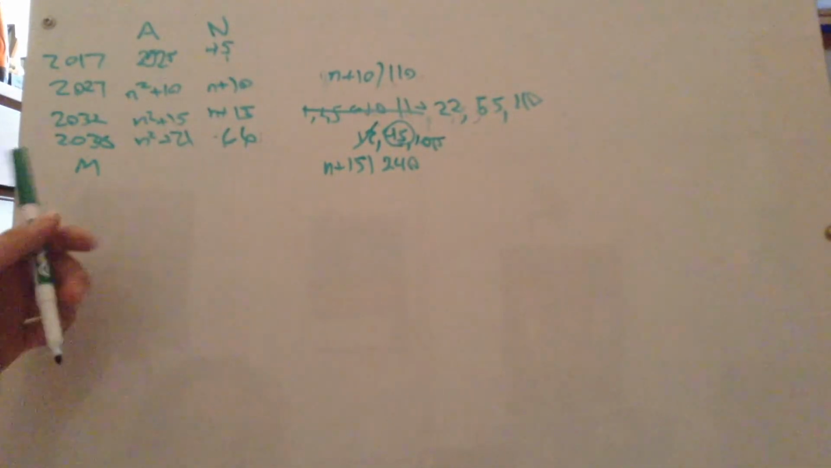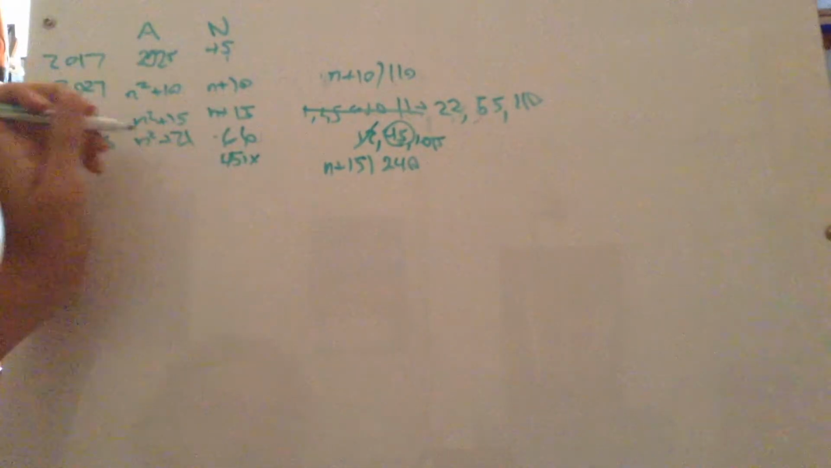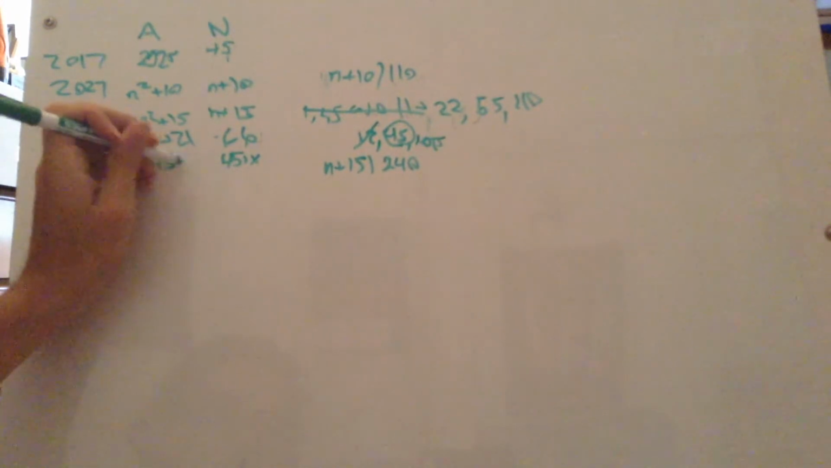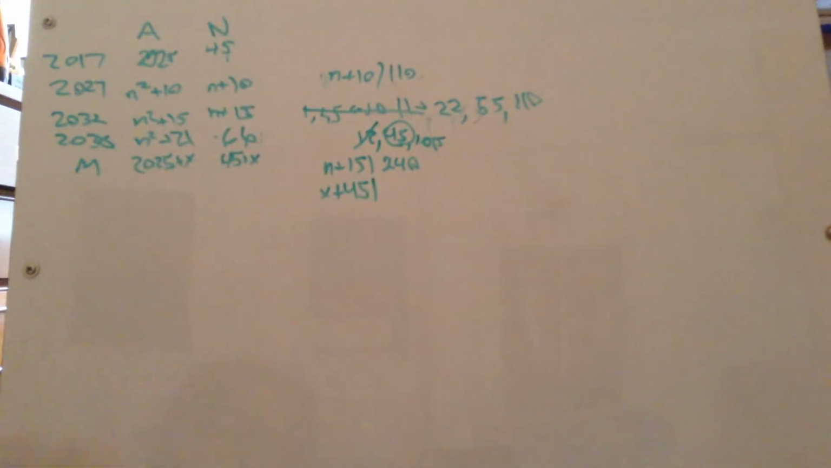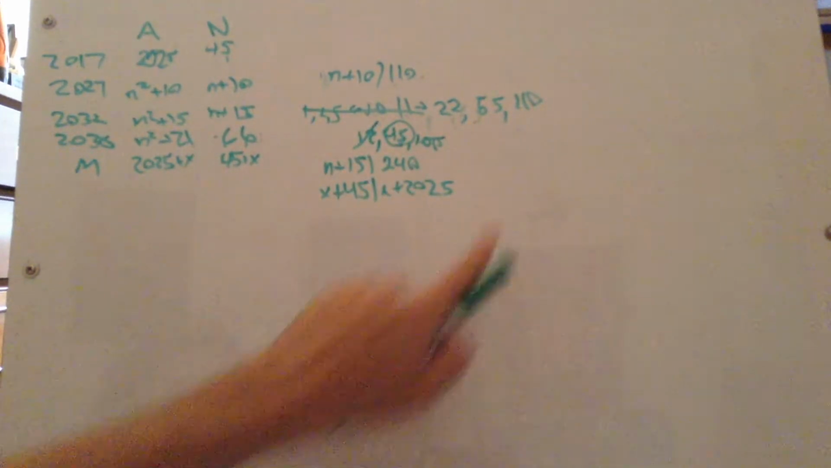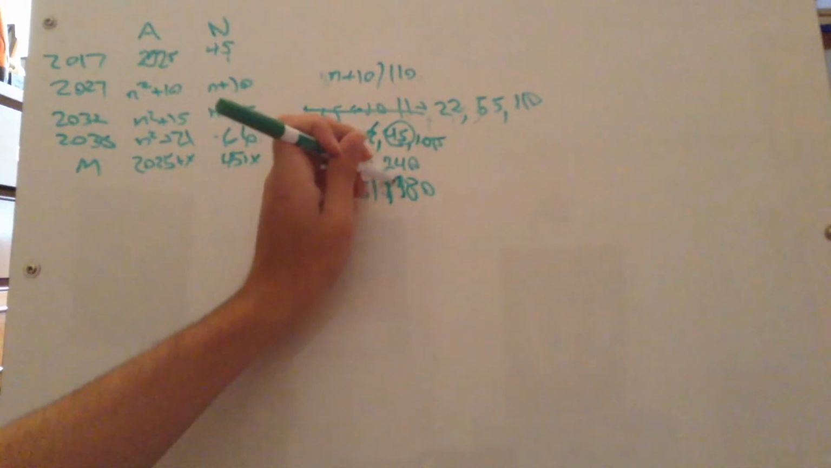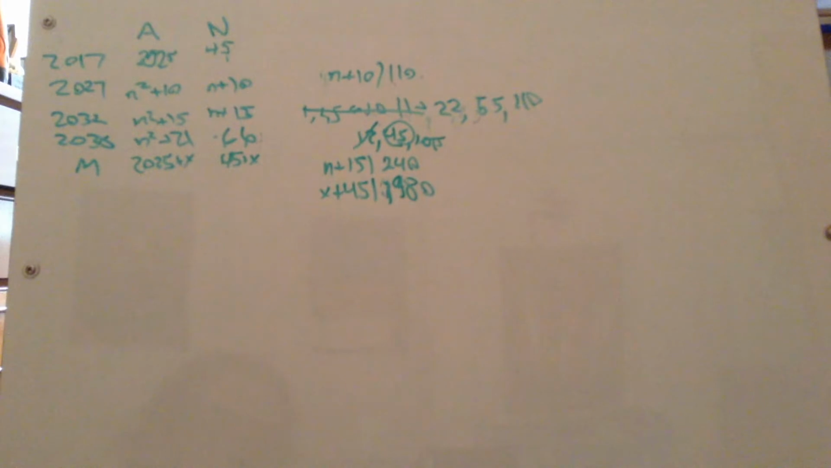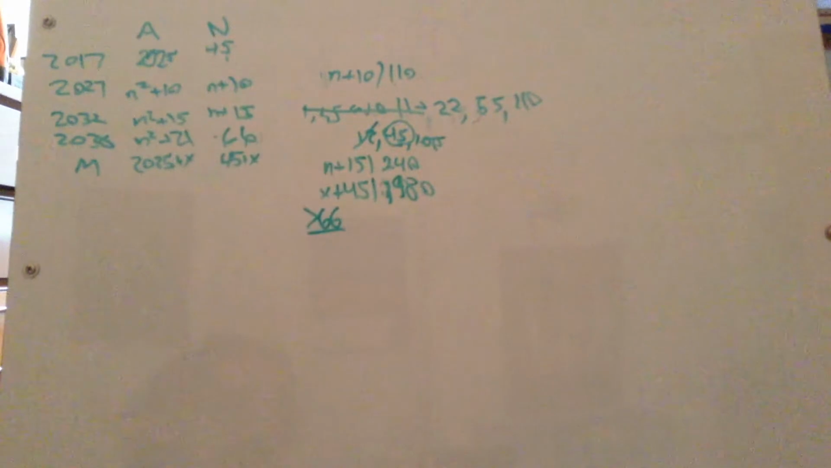If we say M is x years after 2017, then n is 45 plus x and n squared is 2025 plus x. We know that x plus 45 divides x plus 2025. I'm going to subtract x plus 45 to make it simpler: x plus 45 divides 1980. So we're looking for a value of x plus 45 greater than 66, told you that'd be important, that divides 1980, and we're looking for the smallest such x.